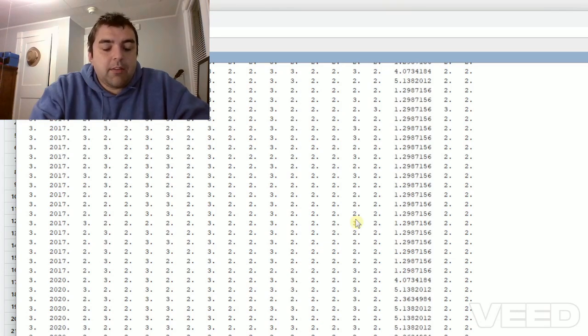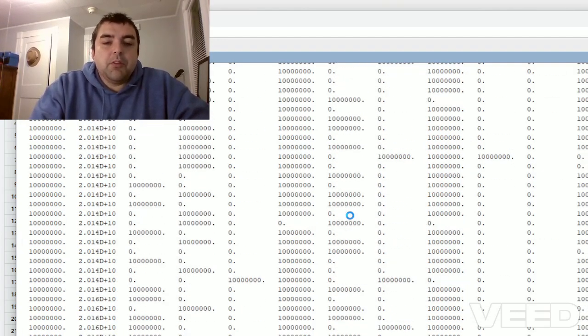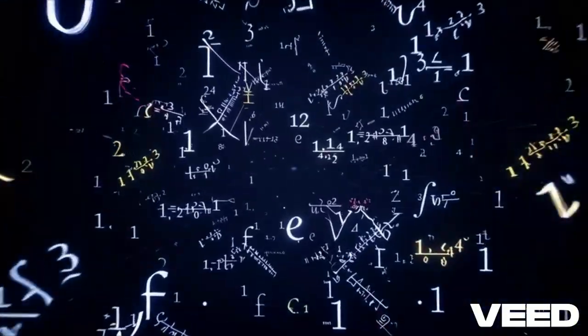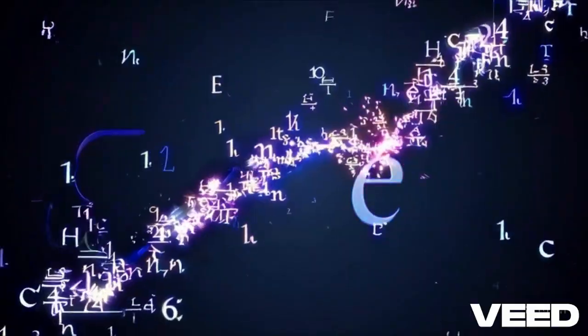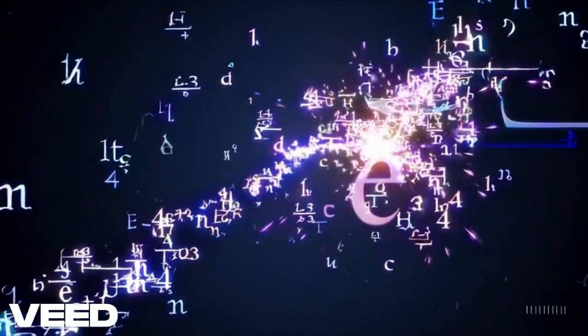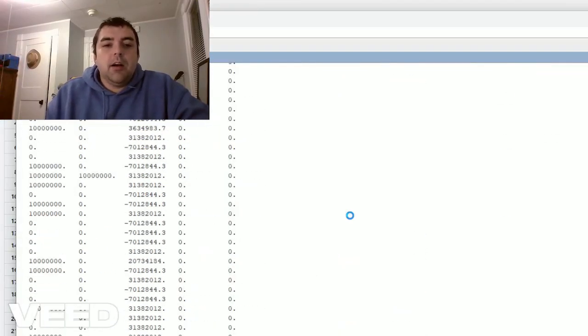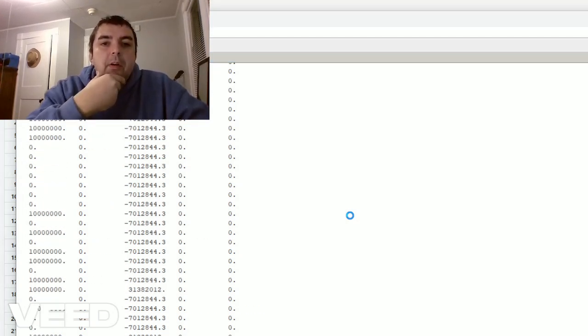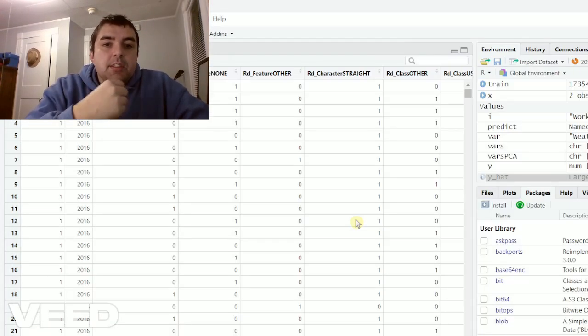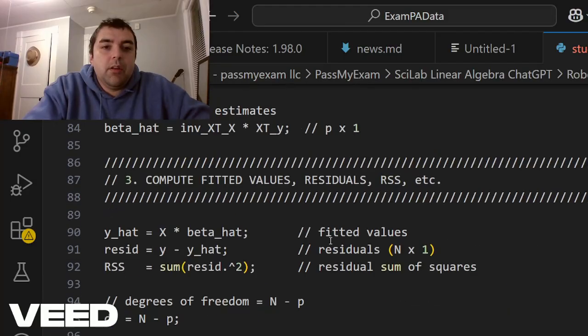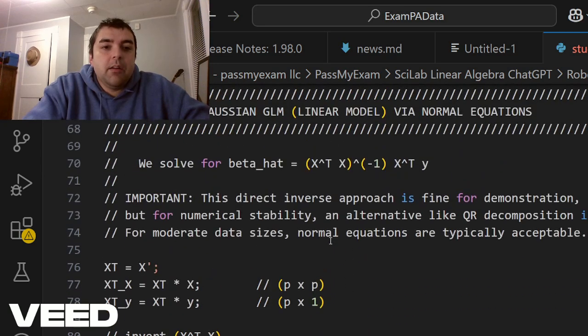Or you can do x times 1 million, whatever. And obviously we just multiply all these numbers times a million. But what if we want to take a machine learning model in SciLab? How would you do that?